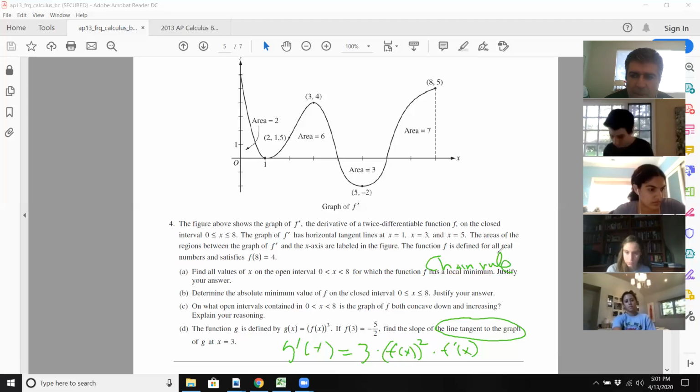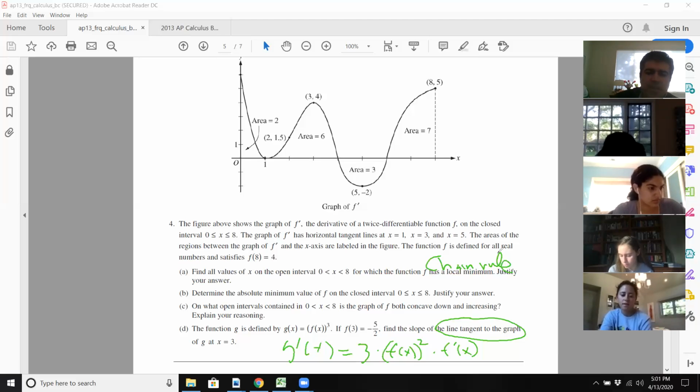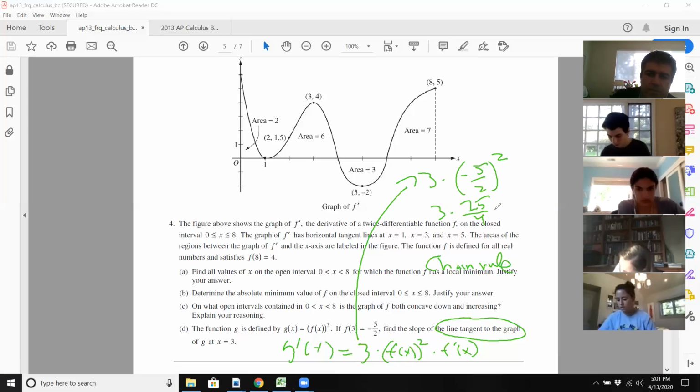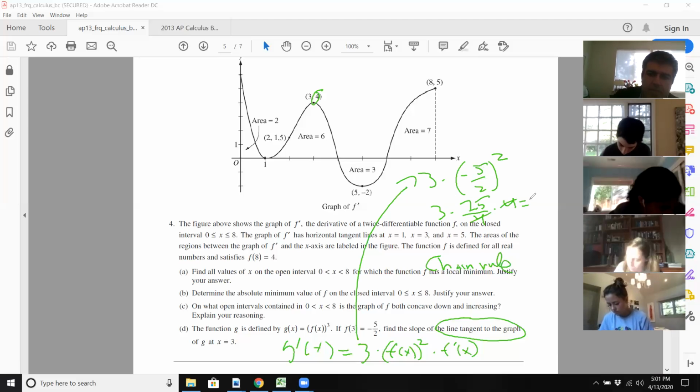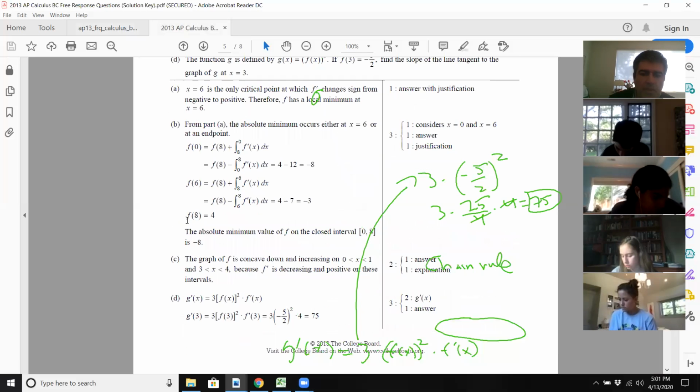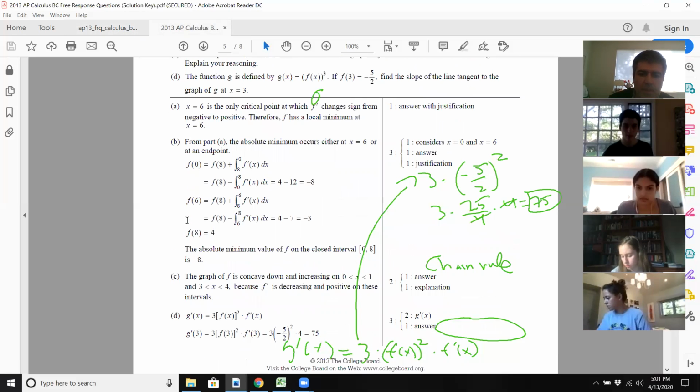I think I got it, but I don't know. Is it 75? I think it's 75, yeah. Because you got 3 times negative 5 halves squared. It's 3 times 25 over 4. And then times f prime, which is right there. So you get 75. Yep. There we go. It's 75.